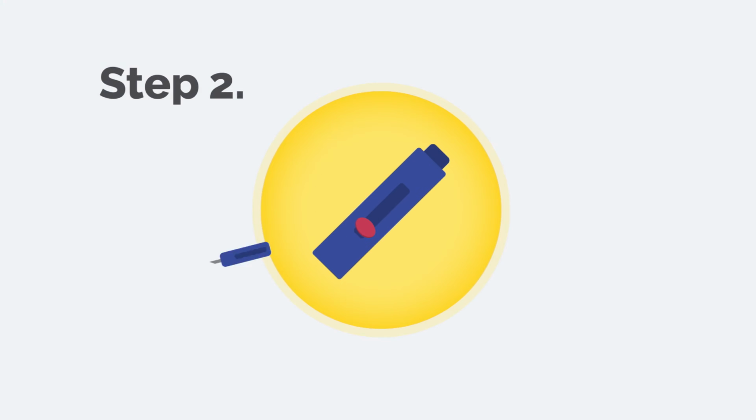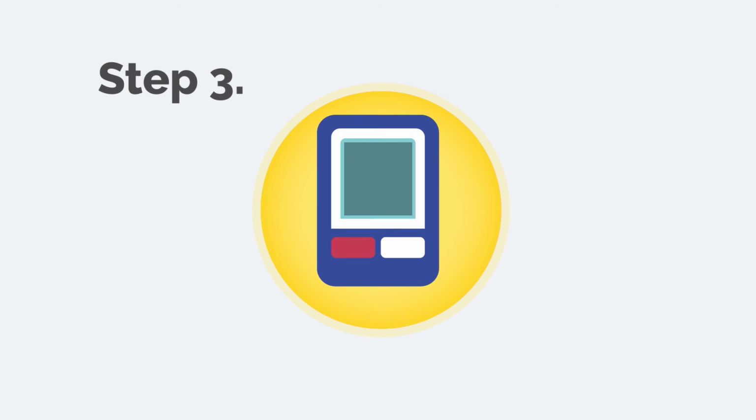Place a lancet in your lancet device and cock it. Click on the button a couple of times to launch the lancet so that you get the feel of how it works. Now, place a test strip into the meter to turn it on. Once the blood drop icon appears, the device is ready to test your blood.